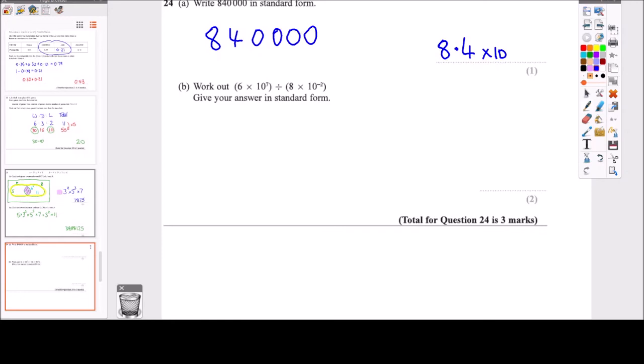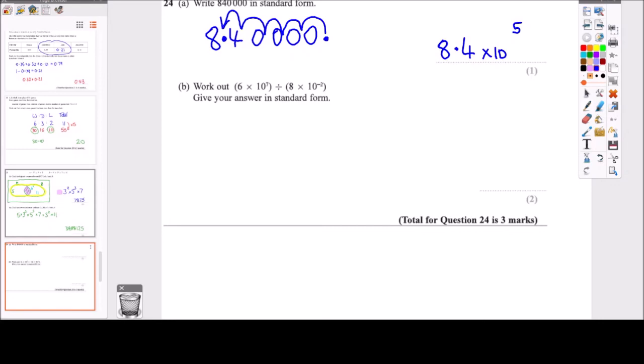So the way to think about what the power is, think about the number of hops that the decimal point has done. So to start with, the decimal point is at the end. And we're having to move it to here. So how many hops is that? 1, 2, 3, 4, that's 5 hops. So it's 8.4 times 10 to the 5. Now you can check your answer by popping that back into your calculator and pressing equals to check you get 840,000.